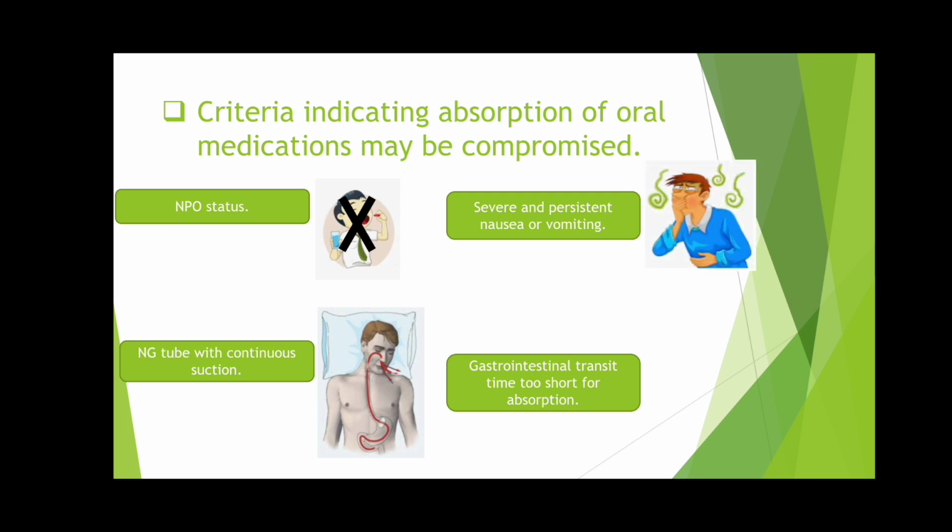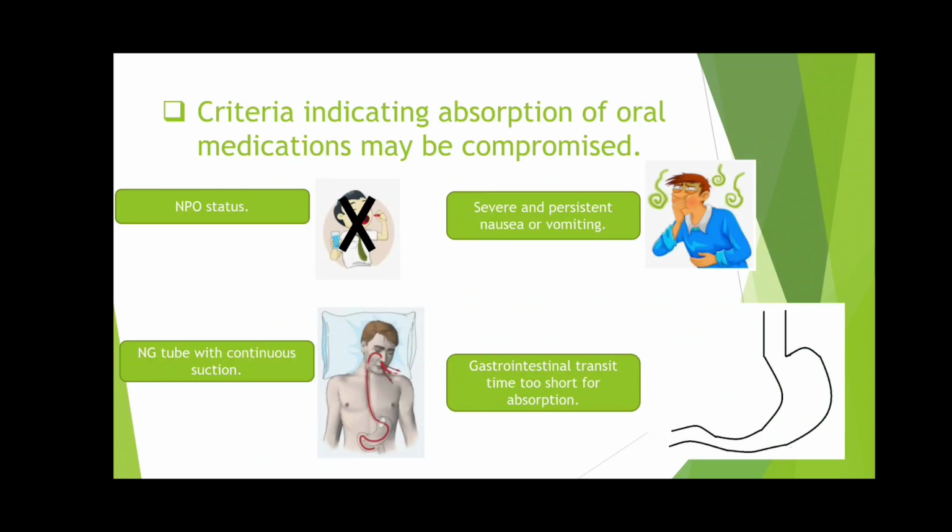Next, severe and persistent nausea and vomiting. Obviously, we cannot even think of giving drug orally. Next, gastrointestinal tract transit time too short for absorption. This means there are certain cases like malabsorption syndrome, partial or total removal of the stomach, or short bowel syndrome where this kind of problem may occur.